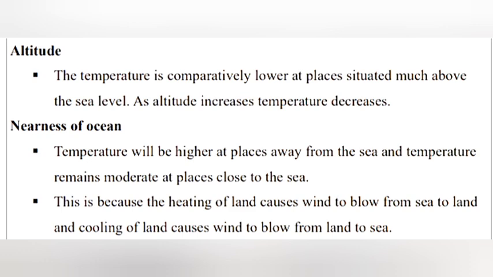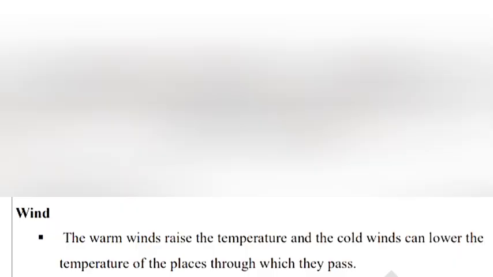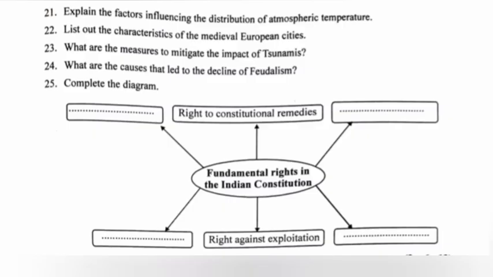Nearness of ocean. Temperature will be higher at places away from the sea and temperature remains moderate at places close to the sea. This is because the heating of land causes wind to blow from sea to land and cooling of land causes wind to blow from land to sea. Wind. The warm winds raise the temperature and the cold winds can lower the temperature of the places through which they pass. 22. List out the characteristics of the medieval European cities.